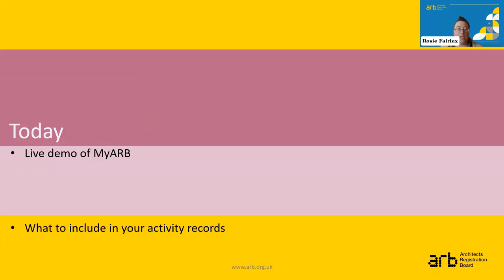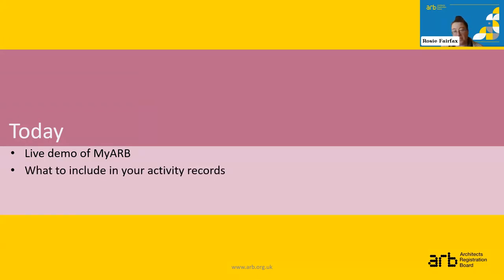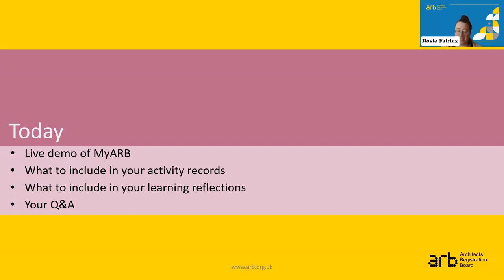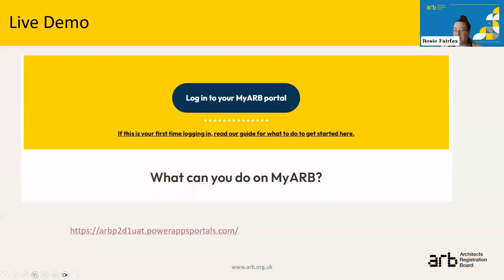So today we are going to have a live demo of MyARB. I'll go through what you need to do if you're using MyARB to record your CPD records, and what to do if you are a REBA member. Then we'll have a look at what to include in your activity records, as well as what to include in your learning reflection. And then finally, we'll have a Q&A session so you can ask any questions that you may have. So I'm taking us to the test site.